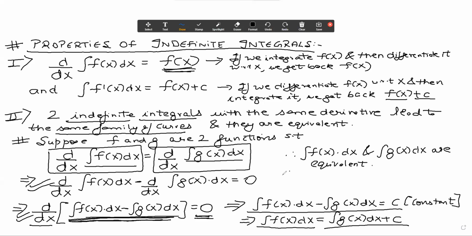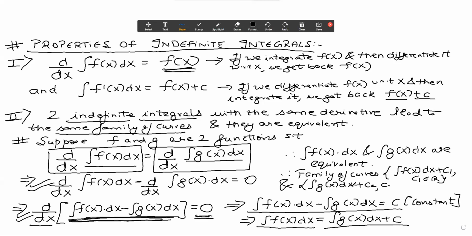So I can say, therefore, one family of curves is integral f of x dx plus c1, where c1 belongs to real numbers, and another family of curves will be integral gx dx plus c2, where c2 also belongs to real numbers, are equivalent. The two family of curves are equivalent.